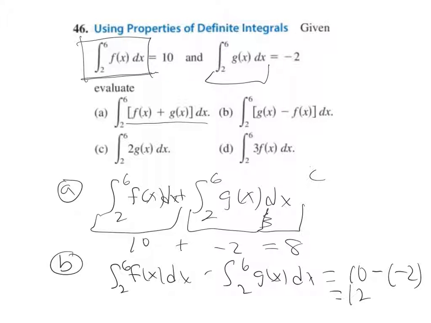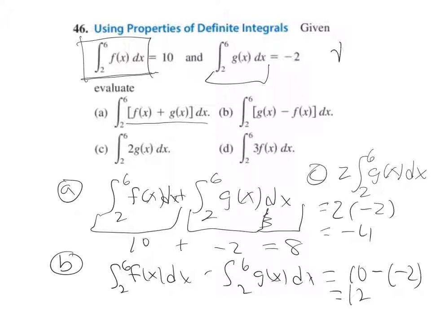For part C, the integral of 2 times g of x is the same as 2 times the integral from 2 to 6 of g of x dx. And 2 times the answer to that integral, which is negative 2, so I'm going to get negative 4.